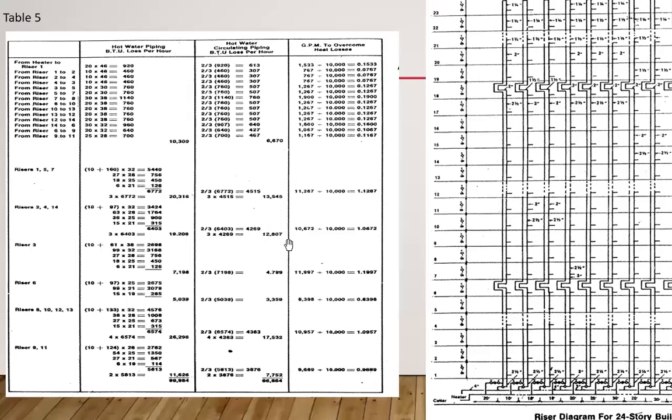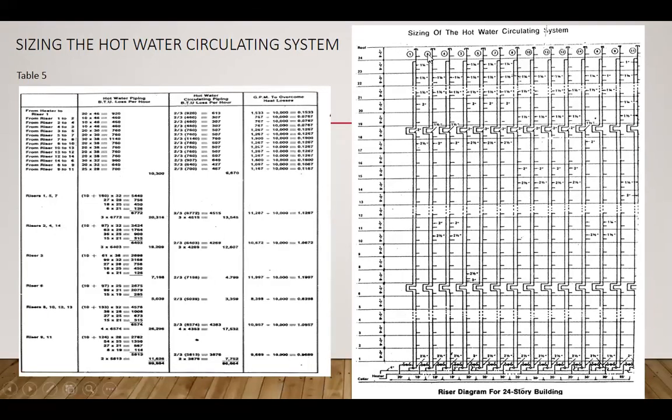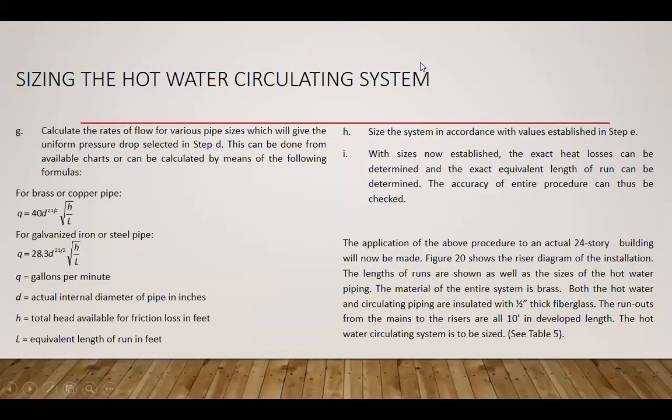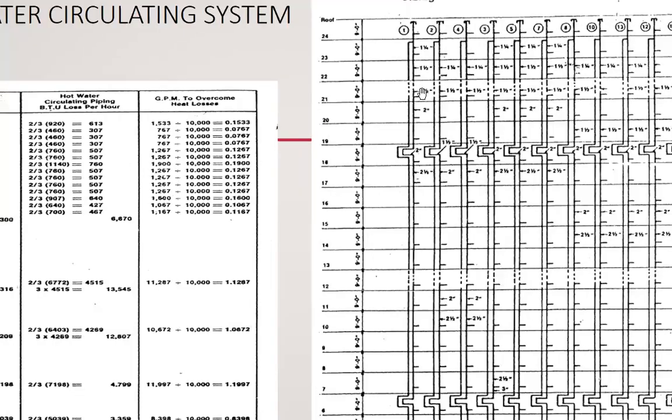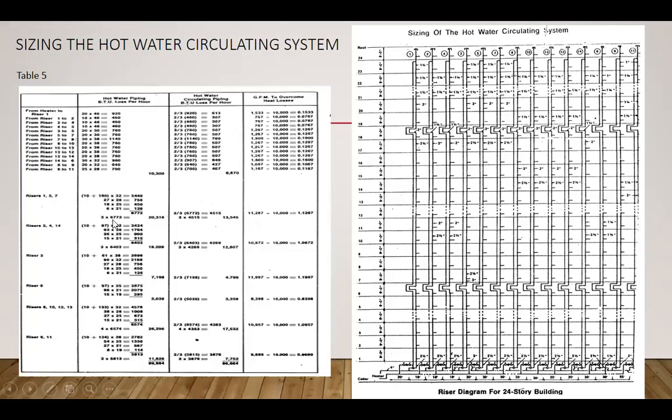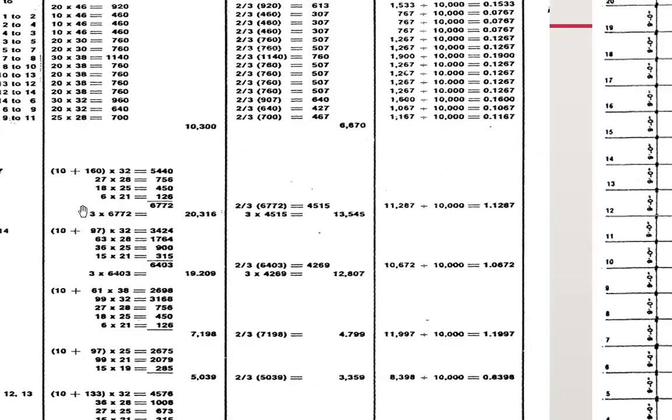Then for the 2 inch pipe, that is 27 feet times 28, which is 756. And there is also the 1 and 1/2 inch and the 1 and 1/4 inch at the end. So 6 at the end times 21 for the 1 and 1/4 inch is 126. Add them up: 6,772.